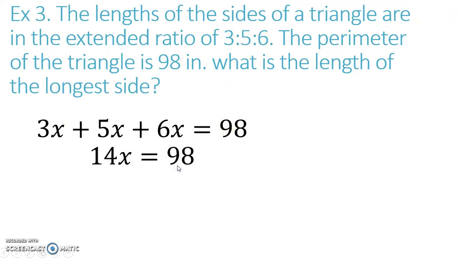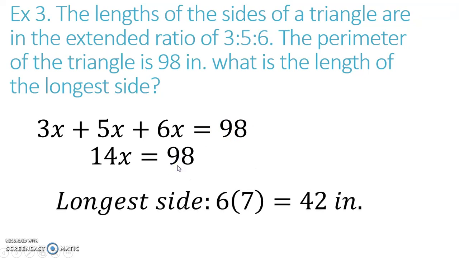So then I simplify that and I divide by 14 and I get x equals 7. Okay, so then I take that 7 times the longest side, so 6 times 7 is 42. So the longest side is 42 inches.